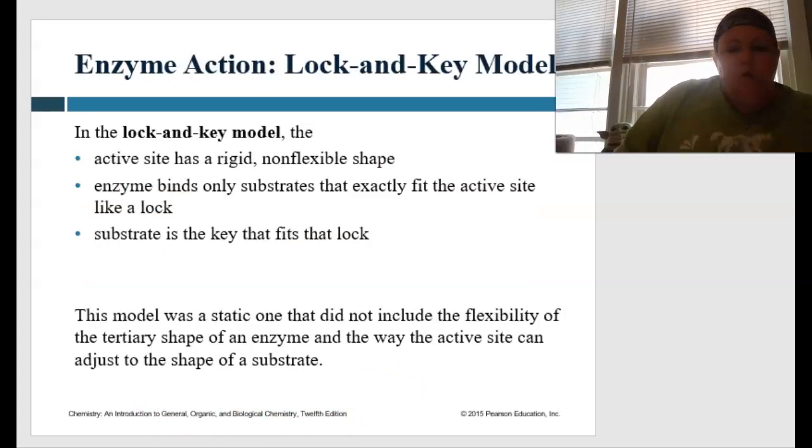So when we talk about enzyme reactions, we call this a lock and key model. In the lock and key model, the active site has a rigid, non-flexible shape, and the enzyme binds only to the substrates that fit exactly into the active site, like a lock. And then the substrate is the key that fits into that lock. This model was a static one that did not account for the flexibility of the tertiary shape of the enzyme and the way that the active site can adjust to the shape of the substrate.